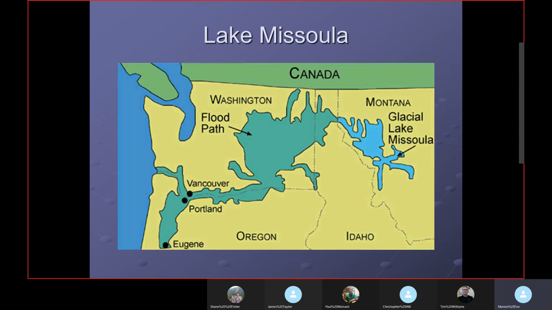I've never been to the state of Washington. I've been to 44 of the 50 states, and I haven't been to Washington. I would love to go to the Scablands sometime just to see it, but it was from Lake Missoula.